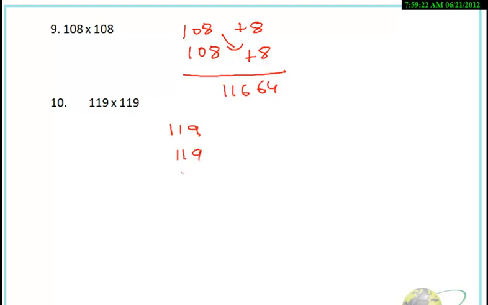119 into 119. In this case we have to find out the square of 119. It is plus 19 from 100. It is also plus 19 from 100. So 19 square is 361. So we'll write 61 over here and 3 will carry, and 119 plus 19 is 138 plus this 3, 141. So the square of 119 is 14161.